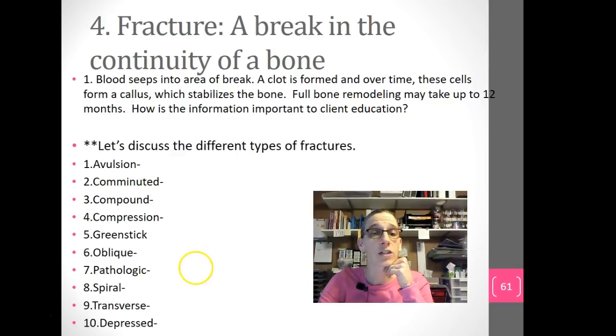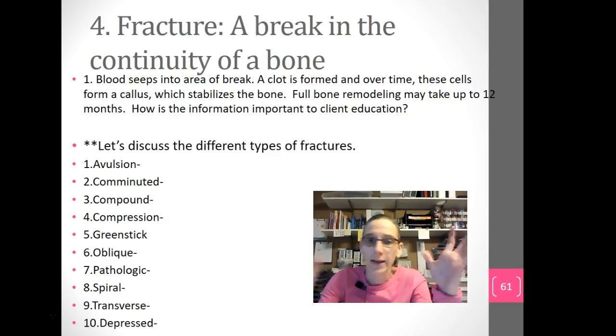You need to be sure that you understand all of these types of fractures and the difference between them all. You know, how you classify a green stick versus a spiral fracture, or a transverse versus a depressed fracture. So be sure that you understand these types of fractures.